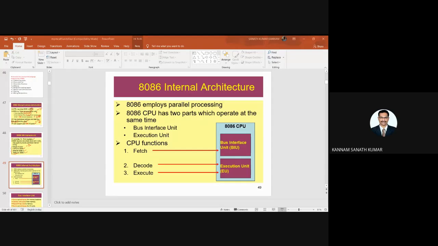So CPU functions, as I told you in the previous slide, are fetch, decode, and execute. Whatever the instruction is, it will be fetched from the memory. After fetching from the memory, it should be decoded. That means the processor should convert the fetched information into understandable language. After decoding, it should execute the instruction. So the fetch operation is done by the bus interface unit, and decode and execute are done by the execution unit.